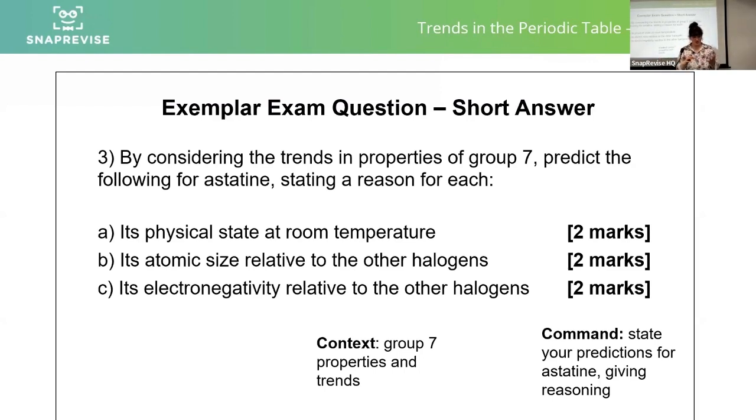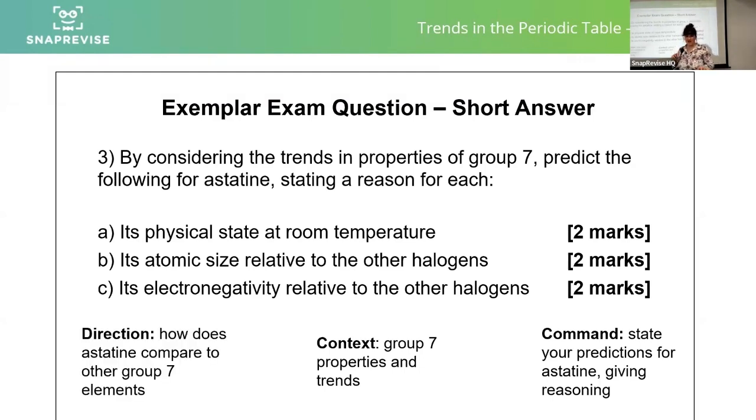And the direction, well, I've been asked about the trends in properties, so physical state of astatine being at the bottom of the group. So as the trend changes, what is the physical state of astatine likely to be? Its atomic size and its electronegativity. It says relative to other halogens. That's an important point because it hasn't asked me to predict the Pauling number, its electronegativity value for astatine. So I don't need to think about actual exact numbers. I just need to think about the trend because it's relative to the other halogens. So is it going to be more or less electronegative than the other halogens?